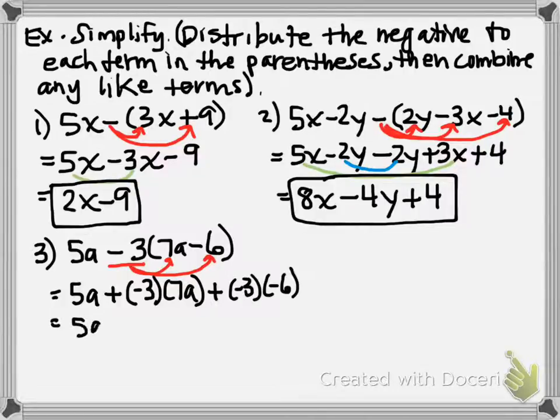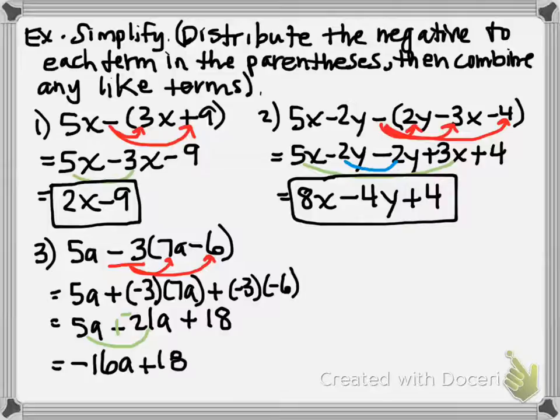So that gives me 5a, a positive times a negative is a negative, 21a, and then a negative times a negative is a positive 18. Sure enough, though, I do have some like terms. And remember what we're really going to do here in a subtraction problem. We're going to rename it as an addition problem by adding the opposite. So my signs are different. So I'm going to end up subtracting, and the bigger number is negative, so I'm going to put that in. And then 21 take away 5 is 16. So I get negative 16a plus 18, and there's my answer. Okay.